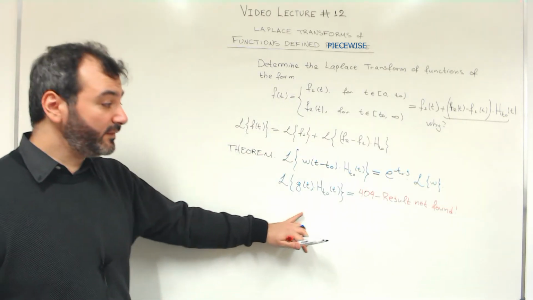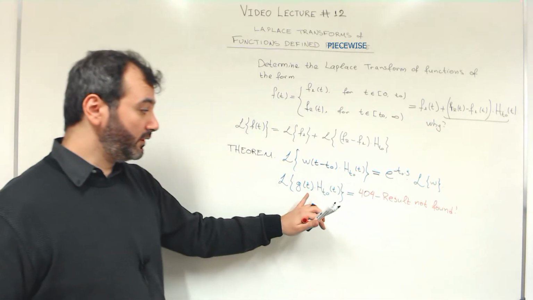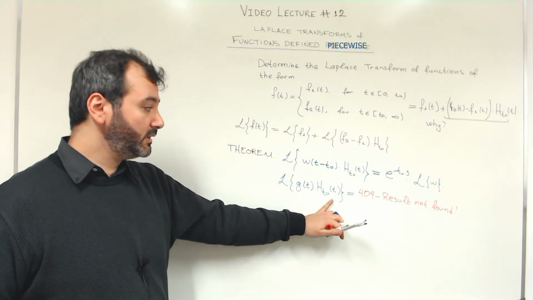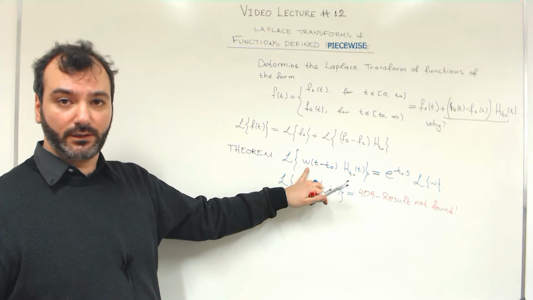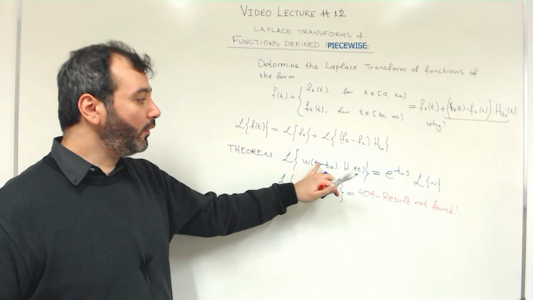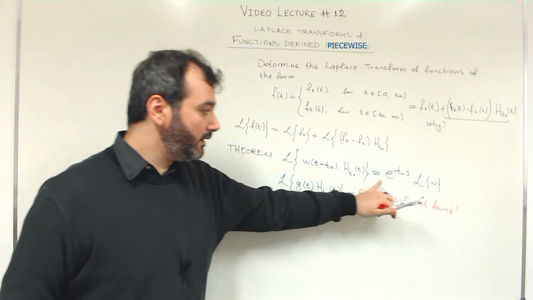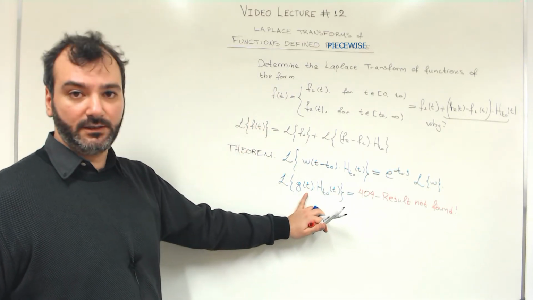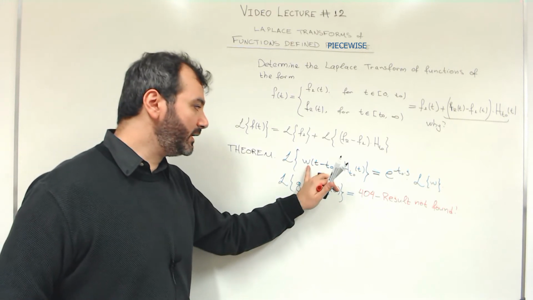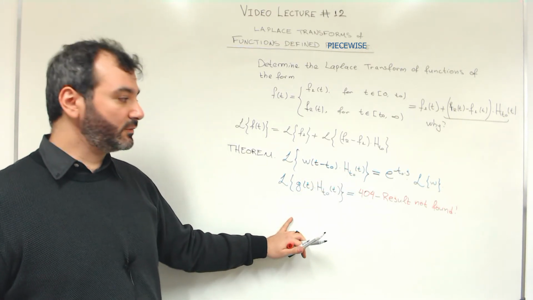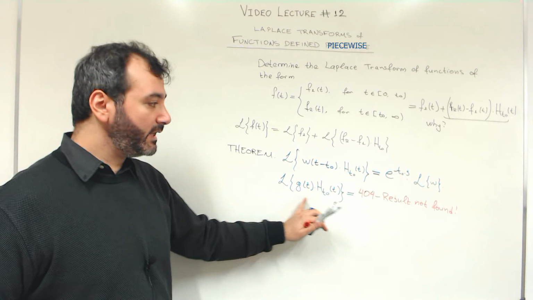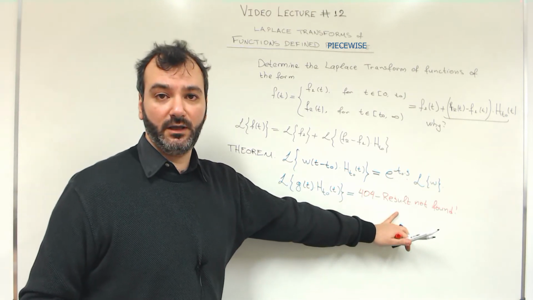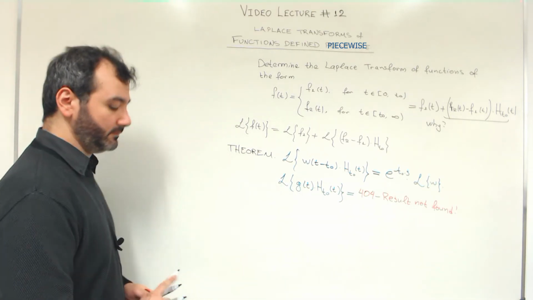I'm very sorry, but there is no result for this expression here. Unless you give me your function in the form w of t minus t0, we cannot have a result. So if g of t is equal to some other function w of t minus t0, then we're fine, we can use that. Otherwise, we don't have a result available.